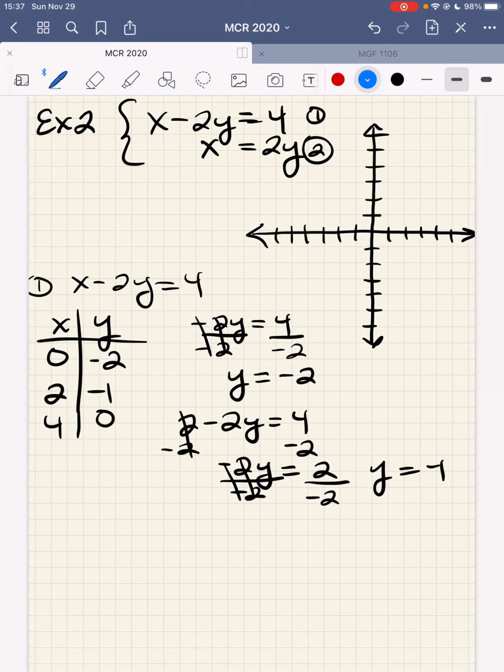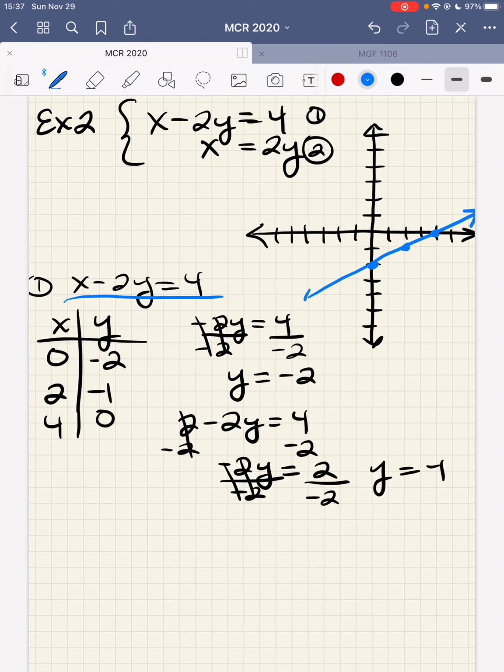I'm going to graph this one in blue. This will be my blue graph. So I have 0, negative 2, 2, negative 1, and 4, 0. They line up pretty well, considering this is a hand graph.